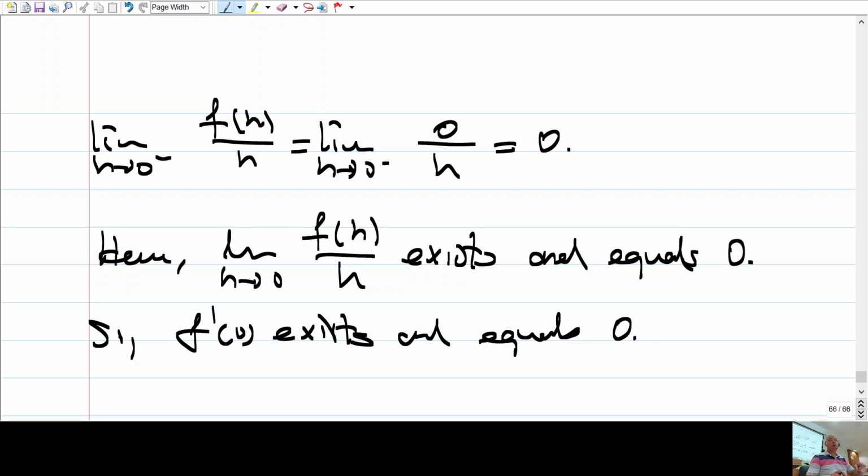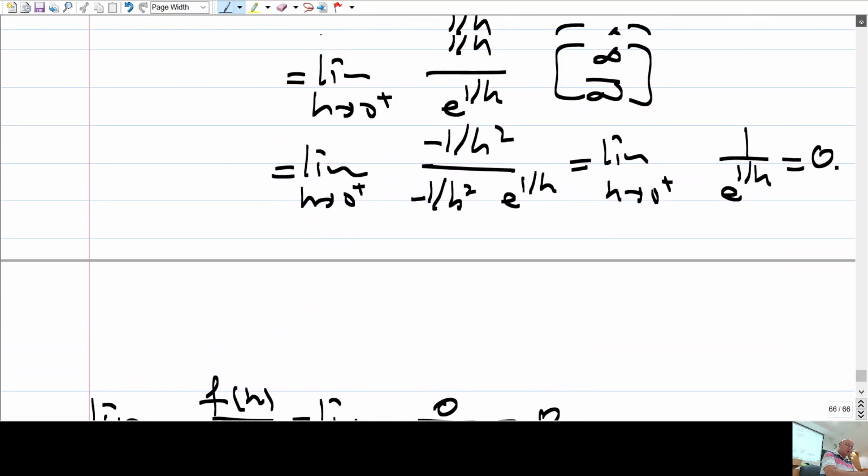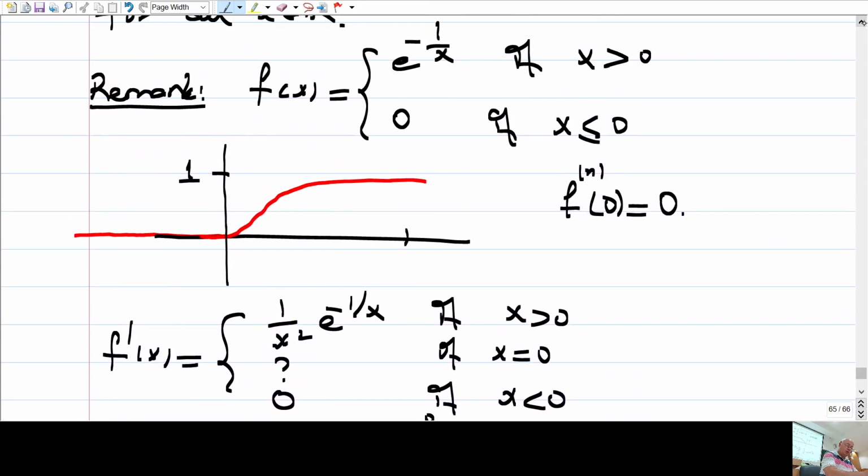But this only shows that the first derivative exists. You need to compute all the derivatives. So you have to find a way of computing the derivatives. It's not that easy, but it is true. So what does this show? This function f of x is a function which is differentiable infinitely many times, and its derivatives at 0 are all 0.